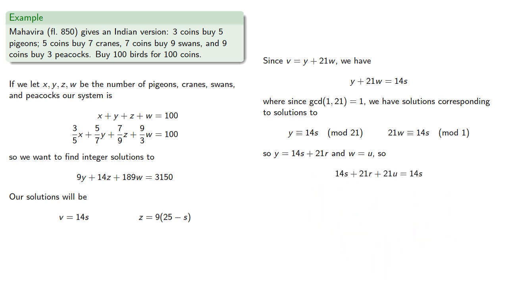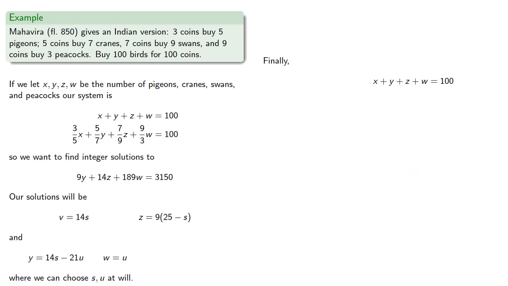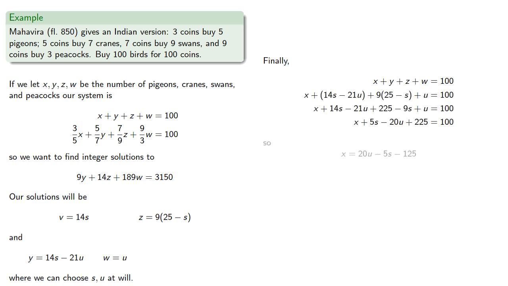And again, substituting these into our equation. And again, it makes no difference whether we solve for r or for u, but remember, we do want the number of birds to be non-negative, and w is actually a number of birds. So let's keep u and solve for r. And so we have our expressions for y and w. And finally, since there's a total of 100 birds, we can substitute in our values and find an expression for x.